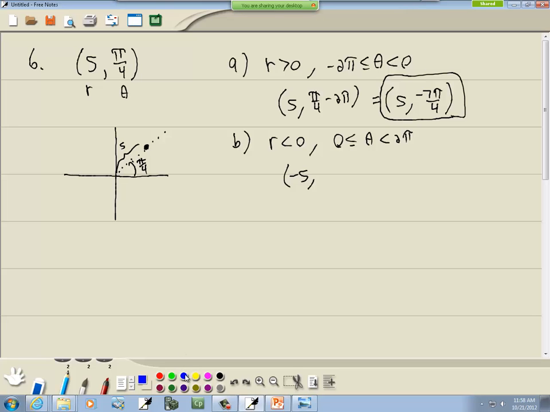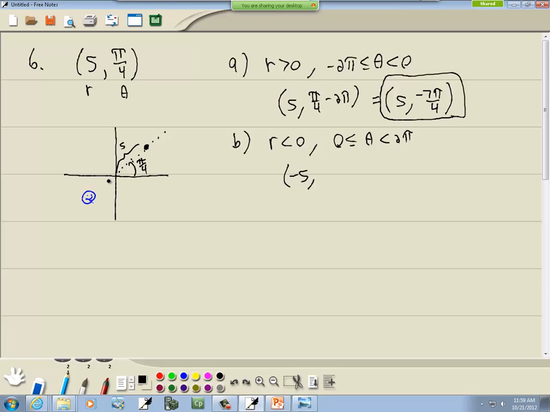So let me put a smiley face where I want to be. I want to be right here. Because if I went r is negative 5, I would go back the opposite direction, and I would end up at this point. Okay, so my angle has to be between 0 and 2 pi.